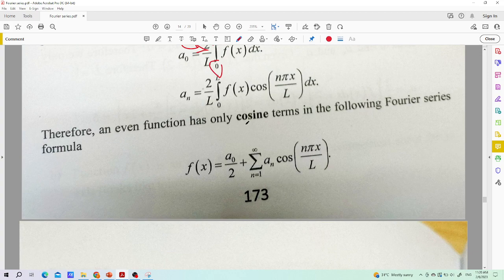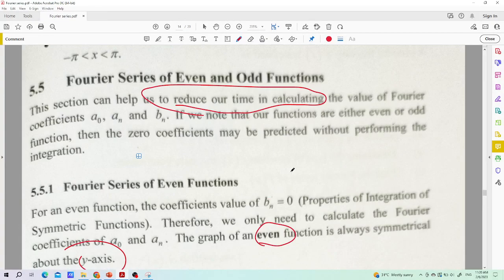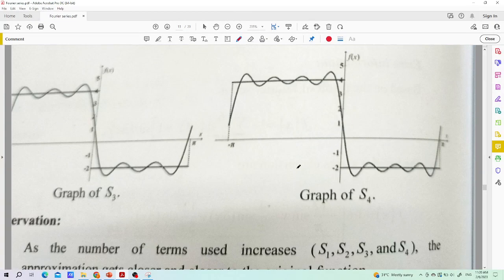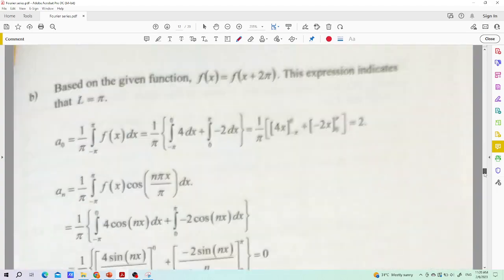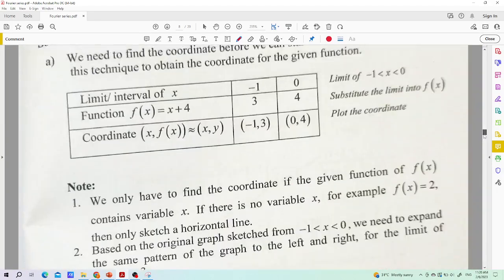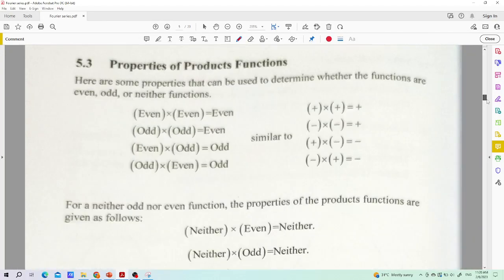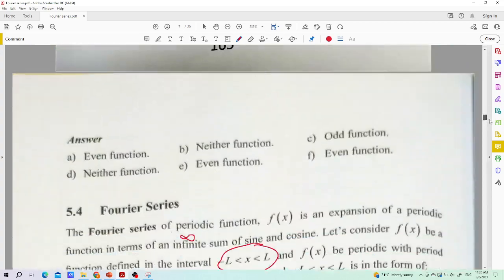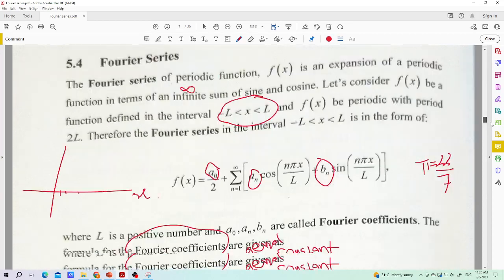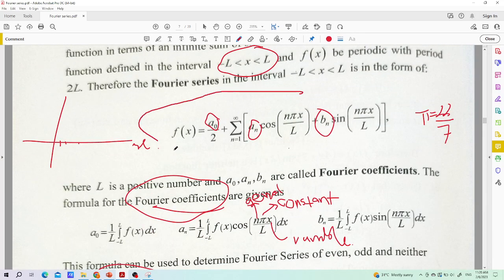Okay, the even function has only cosine terms in its Fourier series. That is the most important one. In the previous general formula for the Fourier series, we have sine and cos functions. This is the previous one. This is our general equation.